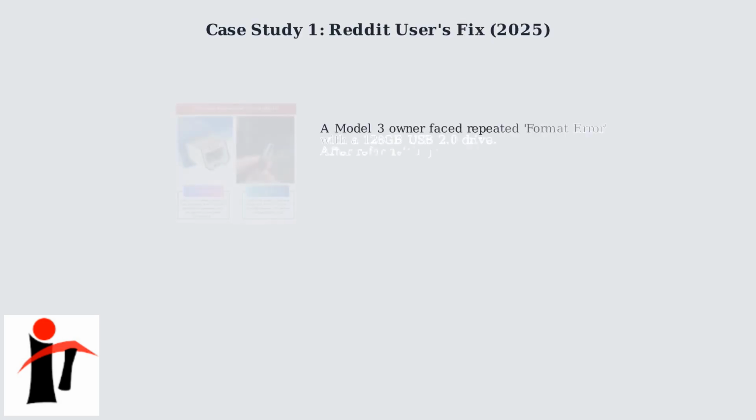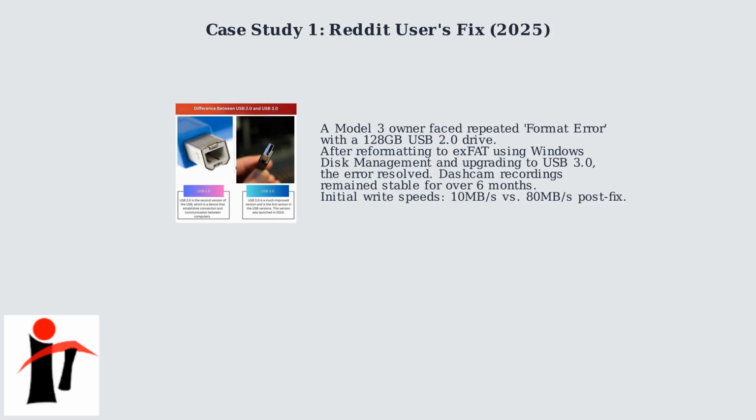Let's examine real-world examples. In 2025, a Reddit user reported repeated format error messages with their 128 gigabyte USB 2.0 drive. After reformatting the drive to exFAT using Windows Disk Management and upgrading to a faster USB 3.0 drive, the error was resolved. Their dashcam recordings remained stable for over 6 months. This highlights the importance of speed, as initial tests showed write speeds of only 10 megabytes per second compared to 80 megabytes per second after the upgrade.